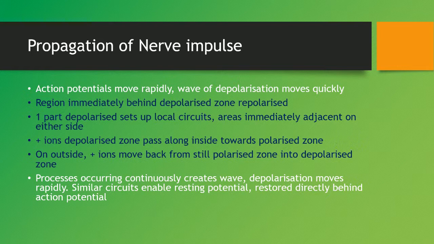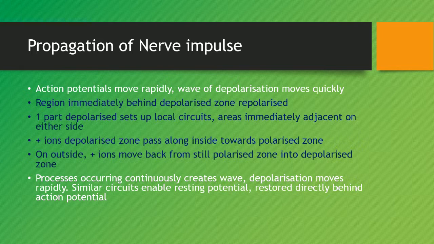This one part that is depolarized will set up local circuits, and these areas will be immediately adjacent on either side, so basically forward and back and on the outsides. The positive ions in the depolarized zone will pass along the inside towards the polarized zone, and on the outside, positive ions will move back from the still polarized zone into the depolarized zone.